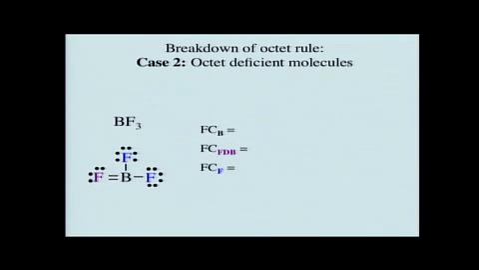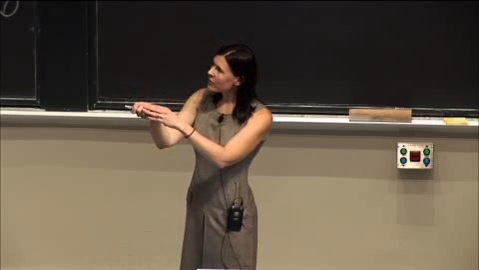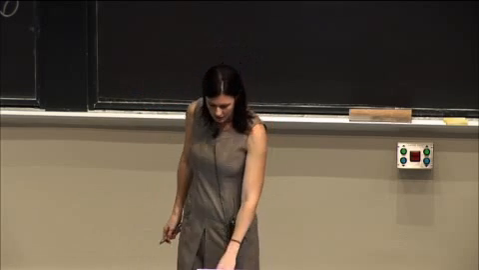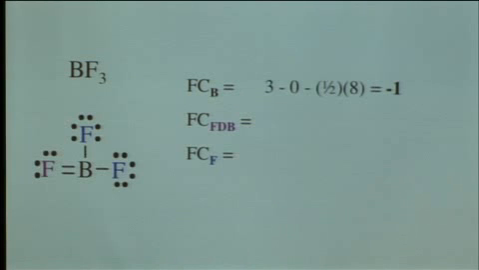Thinking about the formal charge for the boron here, we're talking about the valence number for boron, which is 3, minus 0 because there are no lone pairs, minus 1/2 of 8 because there are 8 shared electrons. We get a formal charge of minus 1.